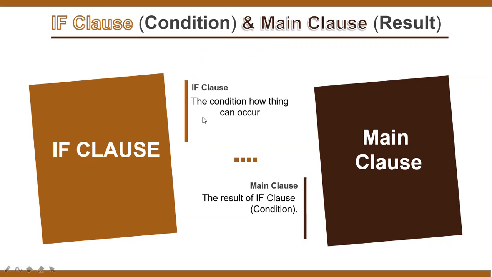Okay, here the if clause is the condition of how things can occur. When we are talking about the if clause, it is talking about the condition of how things can occur. Bagaimana itu bisa terjadi. And the main clause is the result of the if clause, or the result of the condition. So please remember, conditional sentence is constructed with an if clause and a main clause.